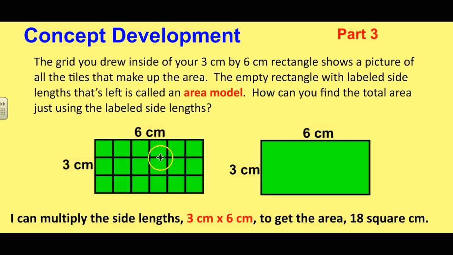It doesn't have all of the unit squares drawn in it. It's just blank on the inside, but you do have the side lengths labeled, so you could still figure out what the area of this rectangle is without having all of the squares, because we know that all we would have to do is multiply 3 and 6, and that would give us an area of 18. So you're going to be seeing some area models in this lesson as well.